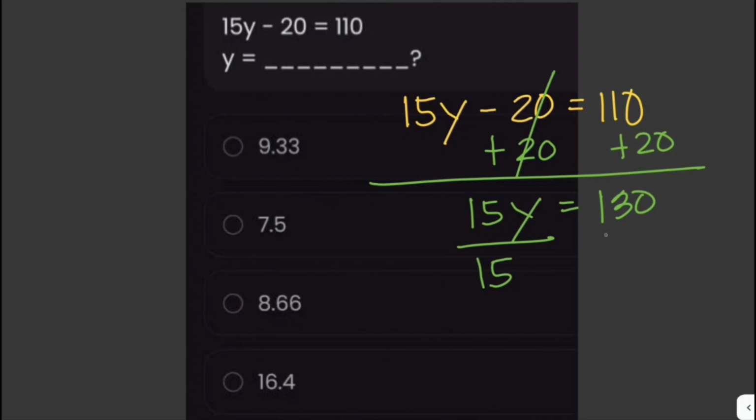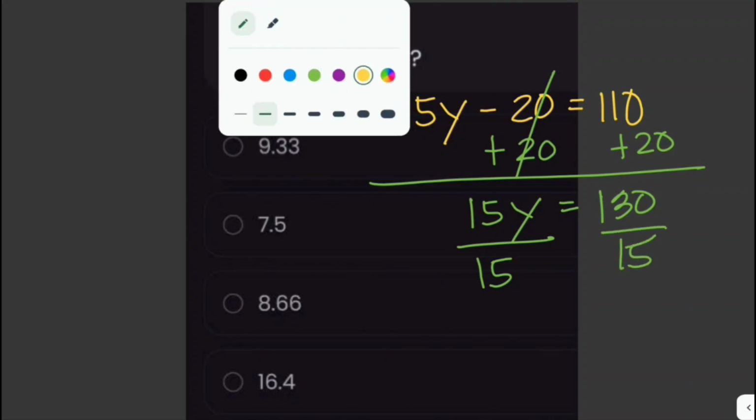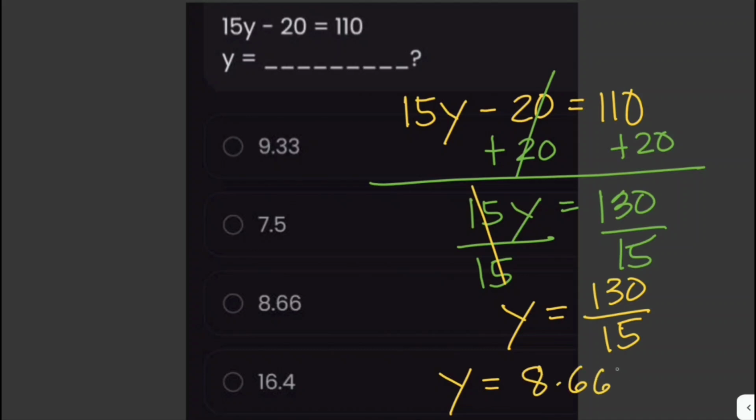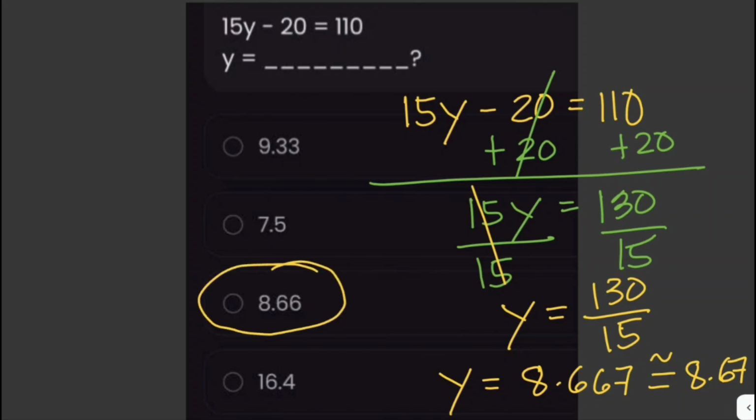And then we divide both sides by 15 to get rid of the 15 here. Then we're left with y equals 130 over 15. And 130 over 15 is equivalent to 8.667, or we can approximately round this off to 8.67. We don't have 8.67 in our choices, but we have 8.66. That is closer to our answer. So the answer here is 8.66.